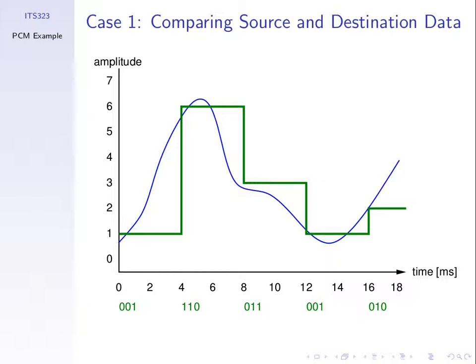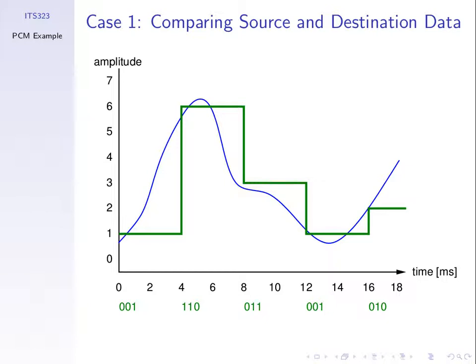The simple way for the output is to hold the level for 4 milliseconds, because we don't know what's between 0 and 4. We only know what was at time 0 and what was at time 4. We don't know if it was up or down until we receive the next sample. Now, there are some smarter ways to do it, but this is the basic way.